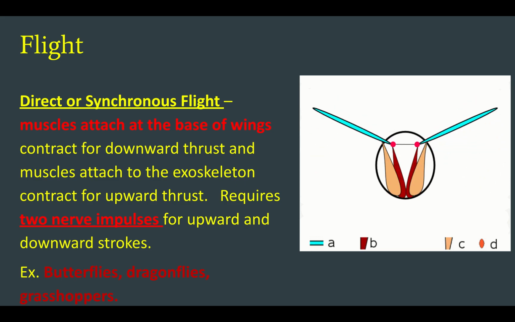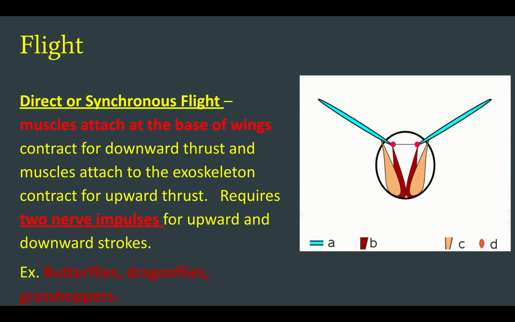We're just going to utilize the word direct, or talk about direct flight mechanism. And as you can see in direct flight mechanism, can everybody see how the muscles are directly connected to the wings, the base of the wings? That's why it's called direct. I hope that makes sense. So check this out. Direct flight mechanism is when the muscles attach at the base of the wings.